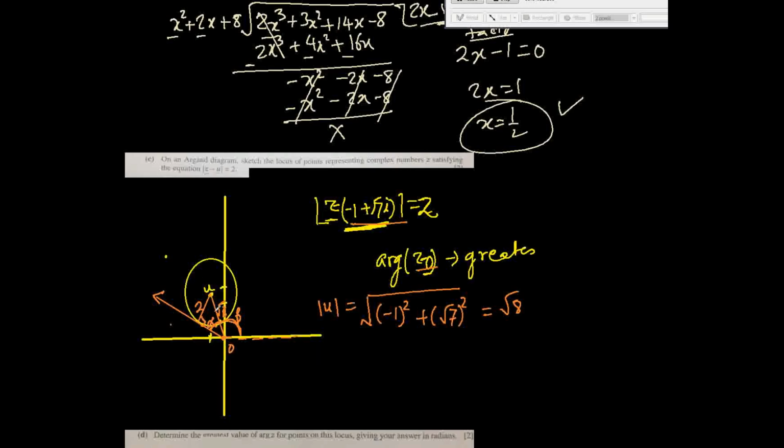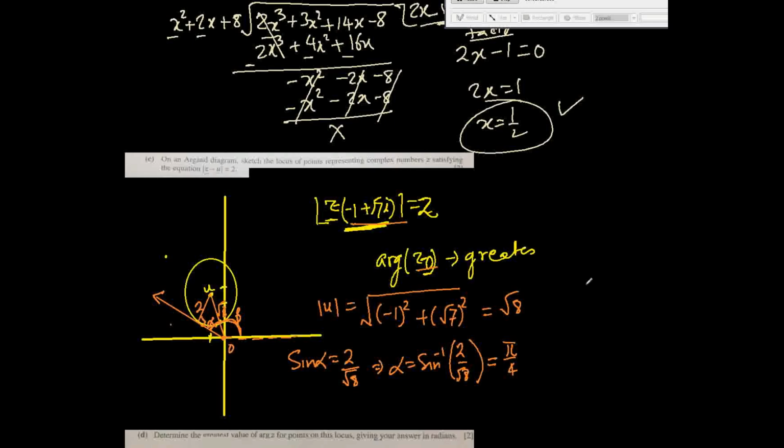In alpha we have hypotenuse and opposite, so we can use sine. Sine alpha will be opposite over hypotenuse. So alpha will be sine inverse of 2 over square root 8, and it is 1 over square root 2 actually. So pi over 4. So we got alpha as pi over 4.